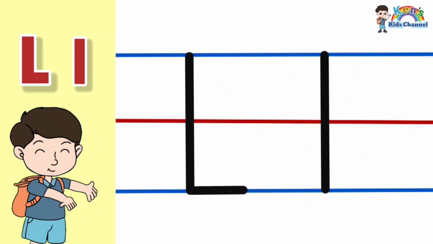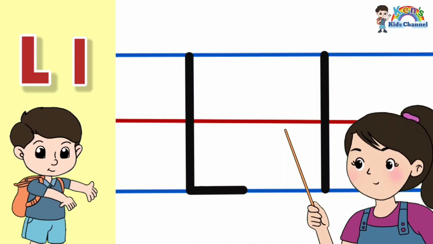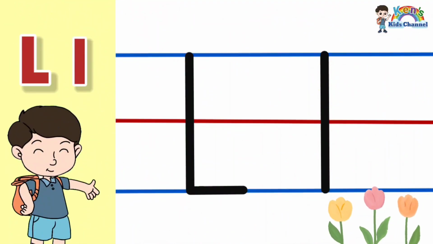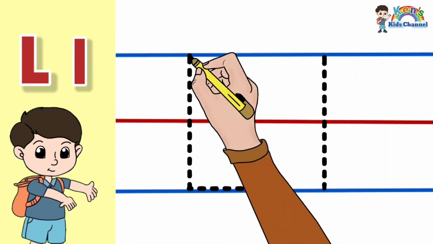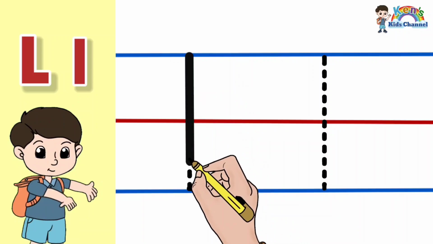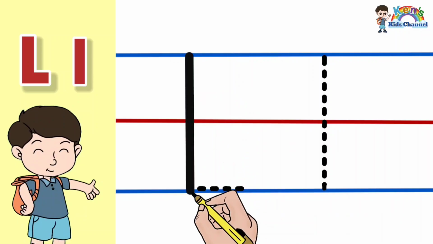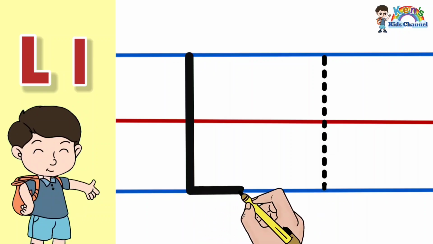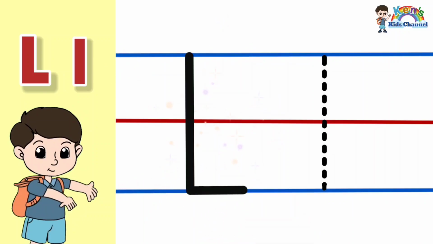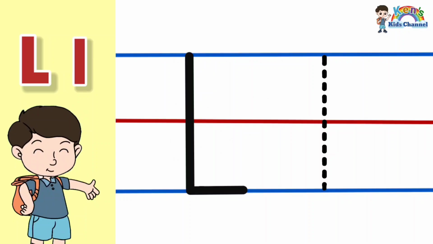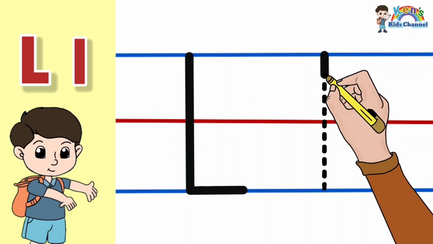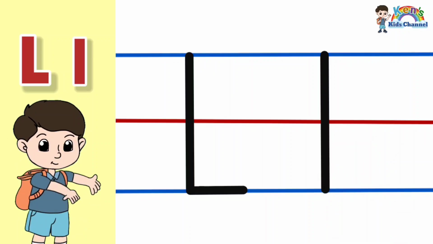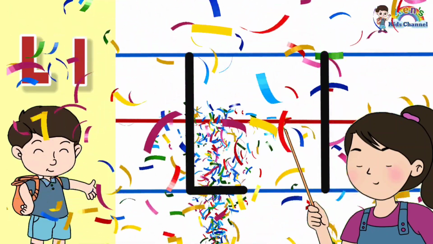Now you know how to write the letter L. Well done, kids! Kids, let's do it one more time. Start at the top and go down to the bottom line. Let's make a sleeping line going to the right. Now let's write the small letter L. Start at the top and straight down to the bottom line. Well done! Well done, kids!